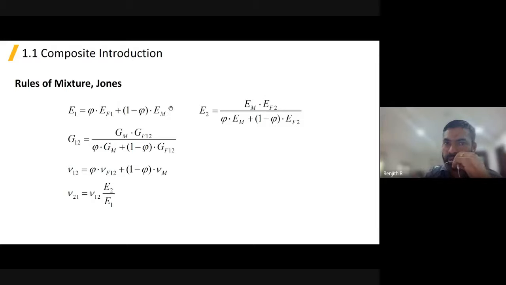This is the rules of mixture equation, where E_f1 and E_m represent the Young's modulus of fiber and Young's modulus of matrix, and phi represents the volume fraction, because volume fraction of fiber plus volume fraction of matrix is equal to 1. So the volume fraction of the matrix is equal to 1 minus phi. So this is a representation of volume fraction times Young's modulus of fiber plus volume fraction of matrix times Young's modulus of matrix. That will give us the Young's modulus of the composite in the first direction, that is the fiber direction.